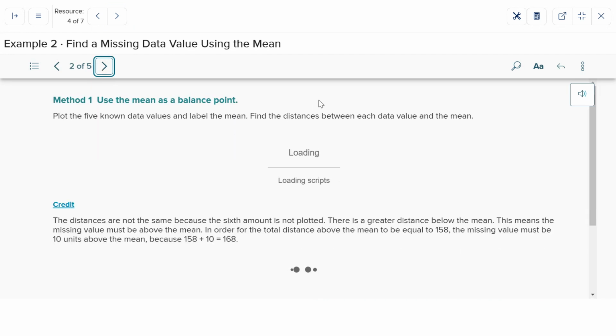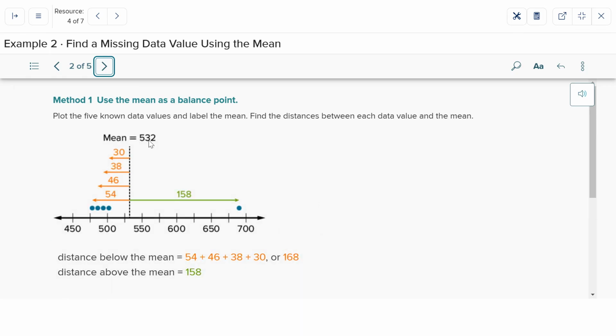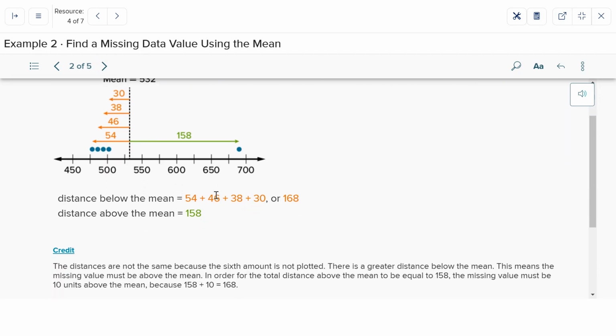So we can use that balance point. We can use this dot plot method here, put our mean of 532, and then plot all our points. This is a little harder to see because they aren't being precise in their numbering down here, but you can still kind of do the math yourself. So they're finding that the distance below the mean totals up to 168, and the distance above the mean on the right totals to 158, which means that the off balance is happening above the mean.